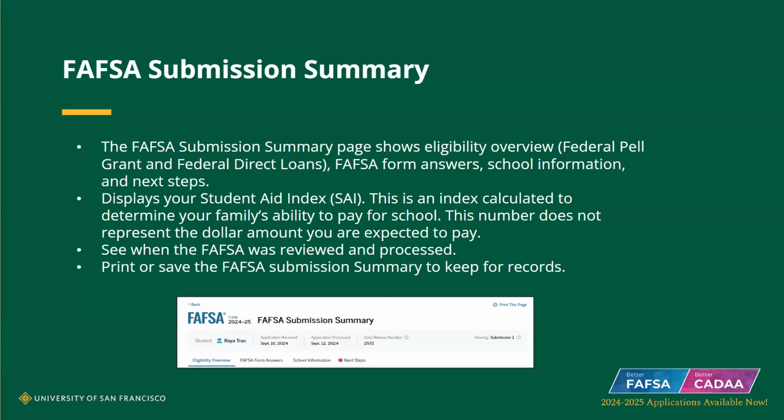What it does mean is that you're going to get the highest need-based aid that we have because you are one of our neediest students. So that's important to keep in your back pocket, to understand that just because that says zero, it doesn't mean that you won't have any out-of-pocket expense for the institution. You can see when the FAFSA was reviewed and processed. You can print and save the FAFSA submission summary to keep for your records.